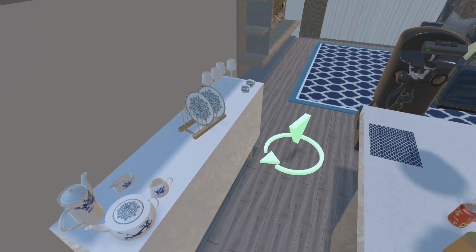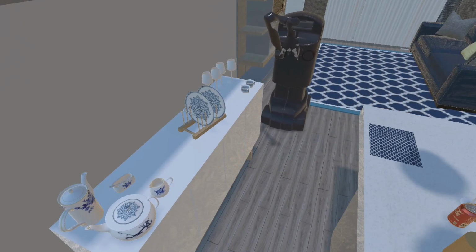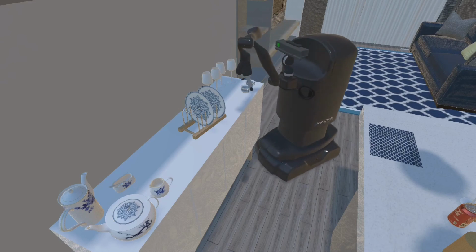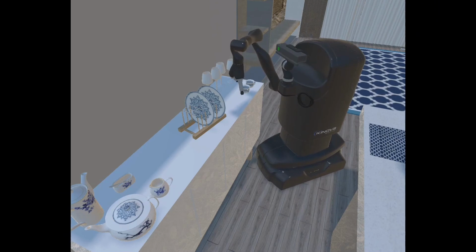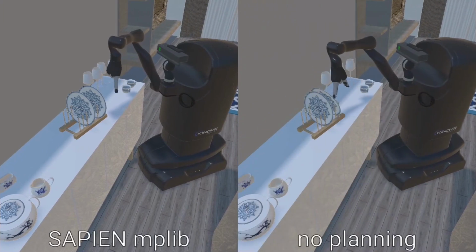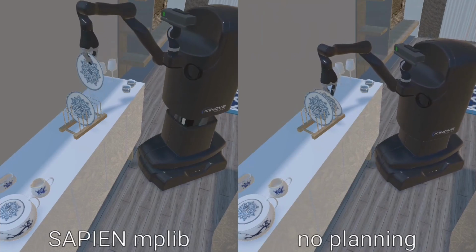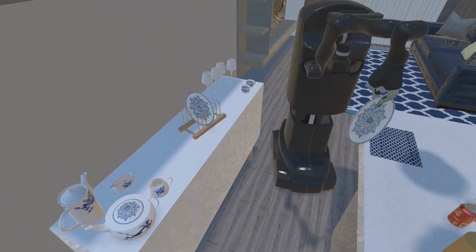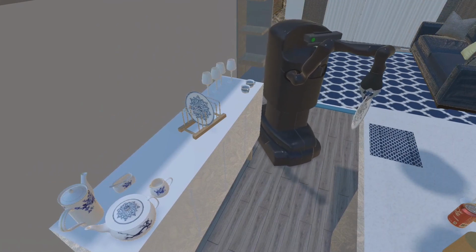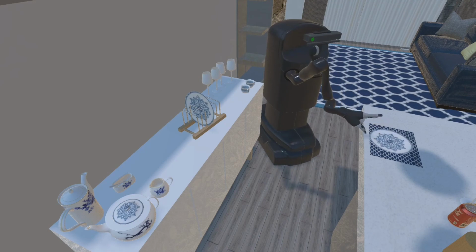Here, we first instruct the robot to move its base to the designated position. Next, we instruct the robot arm to move to its grasping position. We show the trajectory planned by MPLib with collision avoidance on the left and no planning on the right. And finally, we instruct the robot to place a plate onto the table. MPLib takes the robot model and its scene point cloud to avoid collisions and plan the trajectories. It is a simple and powerful tool that can be integrated into many manipulation tasks.